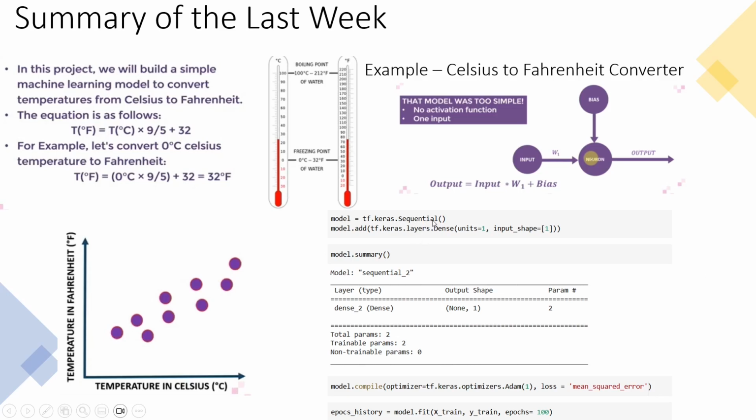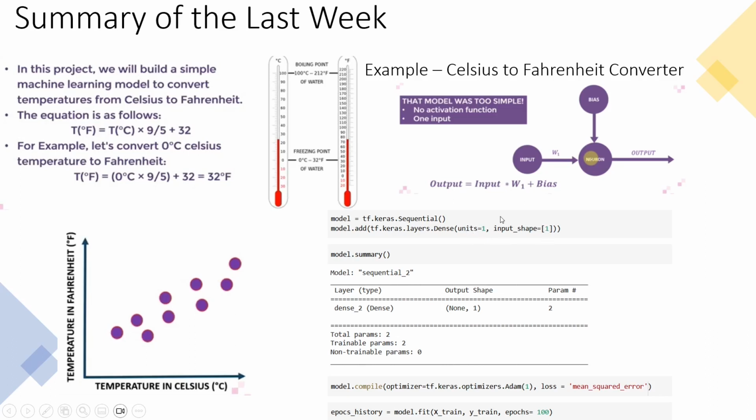The initial thing was to create a sequential model with TensorFlow. That's how we did this. We said tensorflow.keras.Sequential. That's creating the sequential model. And then we basically added the layers. We added a dense layer where we have one neuron. This unit was defining the number of neurons.